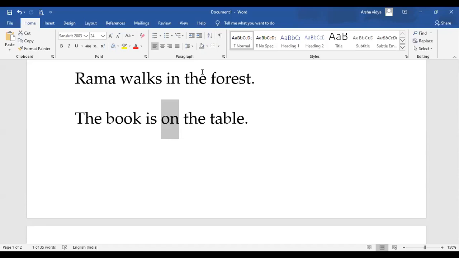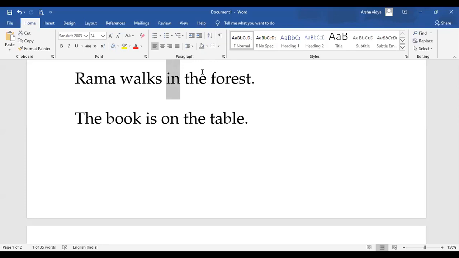The meaning changes. "On the book is the table" means you are placing the table on the book. The meaning changes. So between "on" and "the table", the noun, they are connected. Similarly, the preposition "in" and "the forest" are connected. That's why you cannot jumble the words, and particularly prepositions, you cannot do it. Right? Understand?